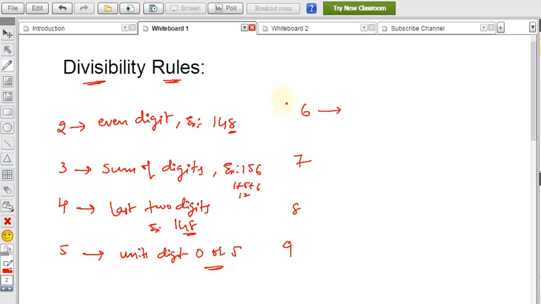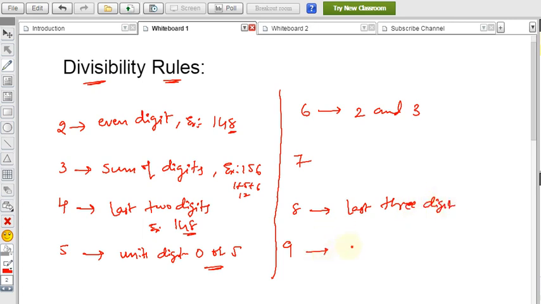The rule for 6 is we need to check the rules of 2 and 3. If it is divisible by 2 and 3, then that number is divisible by 6. For 8, we check the last 3 digits; the last 3 digits should be divisible by 8. And for 9, the same rule as for 3, but the sum of the digits should be divisible by 9. You add all the digits, then the total number is also divisible by 9.